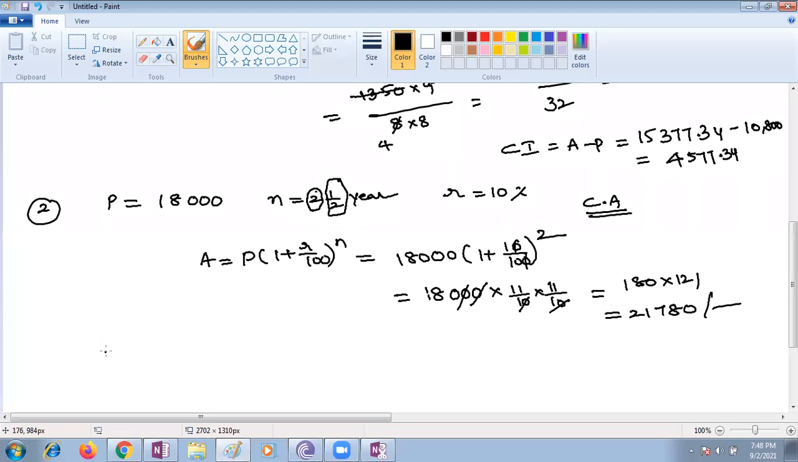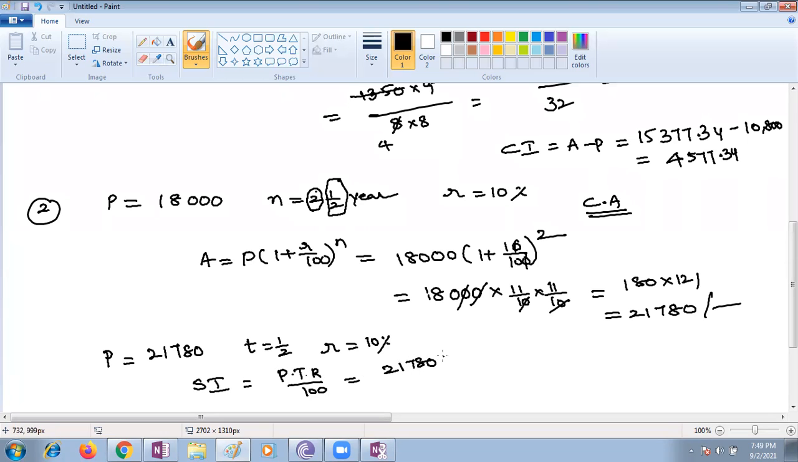Simple interest is PTR by 100. Now the principal amount is 21,780. Time is a half year. Rate of interest is the same, 10%. Come on, children, use your simple interest formula, PTR by 100, for half a year. So principal is 21,780.